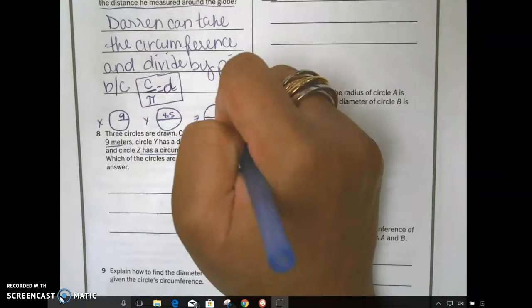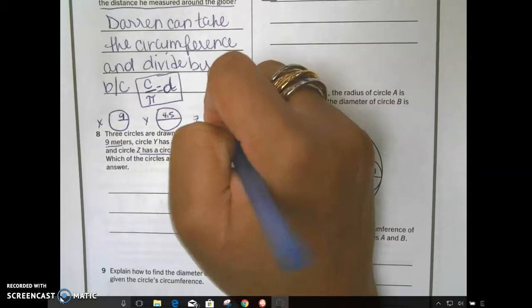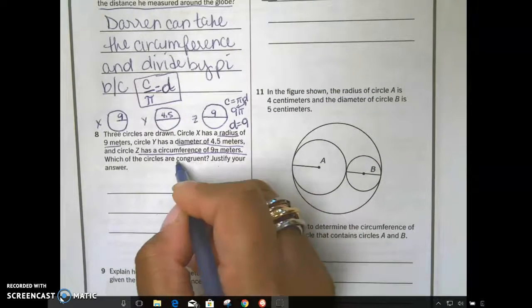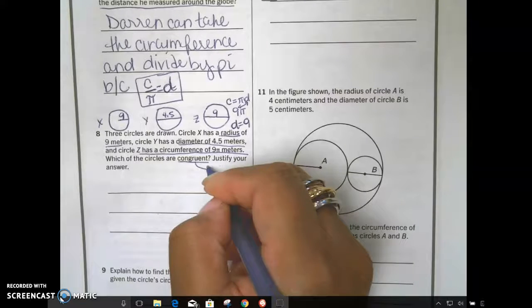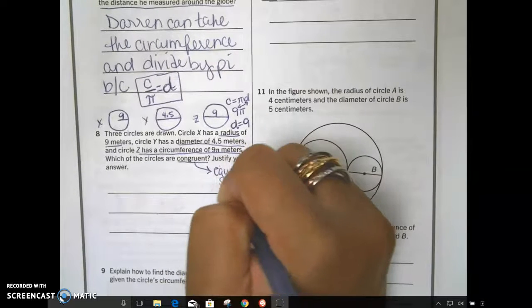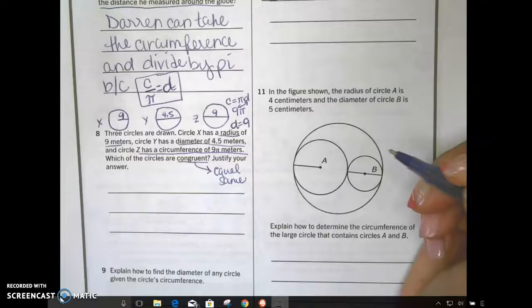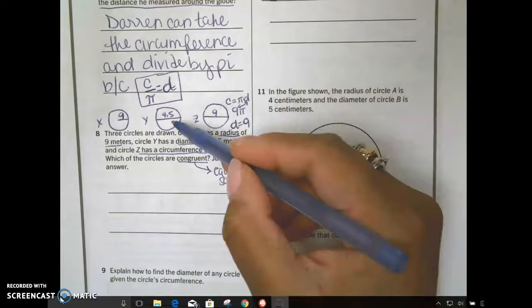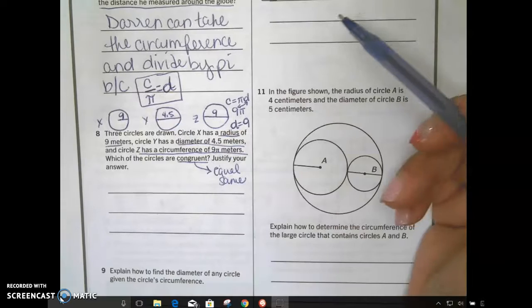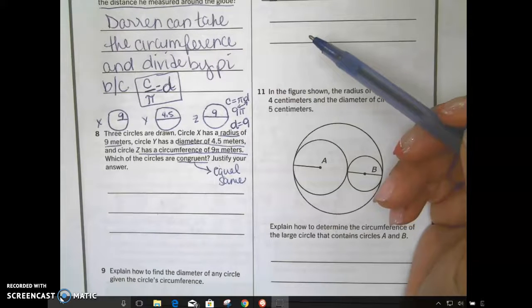So this all the way through is 9. Which of the circles are congruent? What does congruent mean? Equal. Same. Okay? So technically, they're all congruent. It could be.